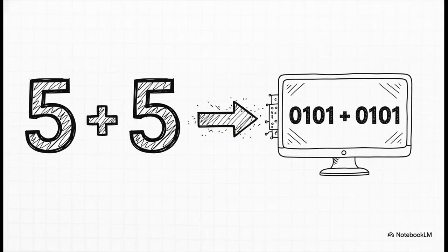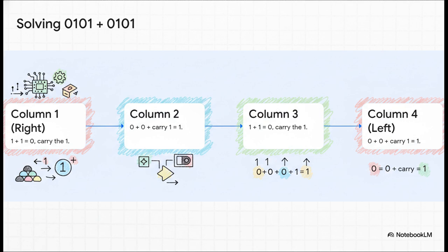Okay, let's put this to the test with an example we all know by heart, 5 plus 5. We know the answer is 10. So in binary, the number 5 is written as 0101. That means our problem is now 0101 plus 0101. Let's see what happens. So we work from right to left just like we always do.